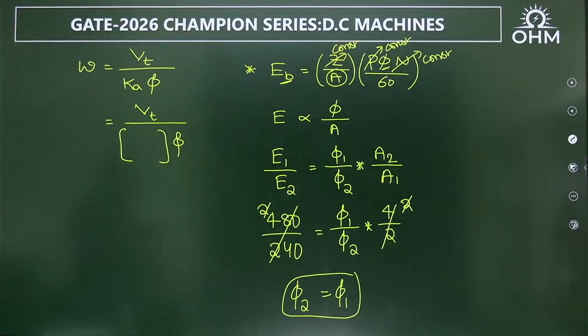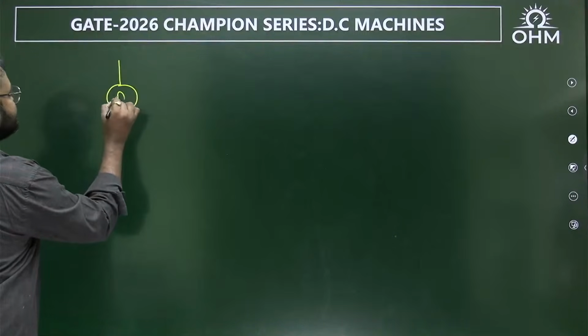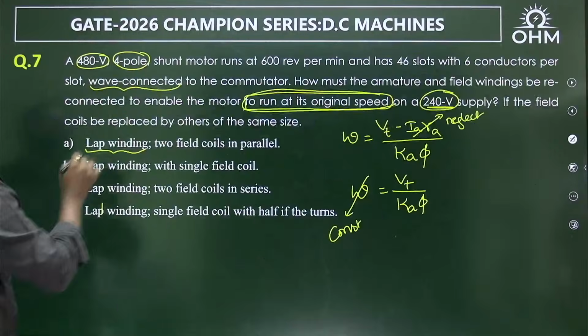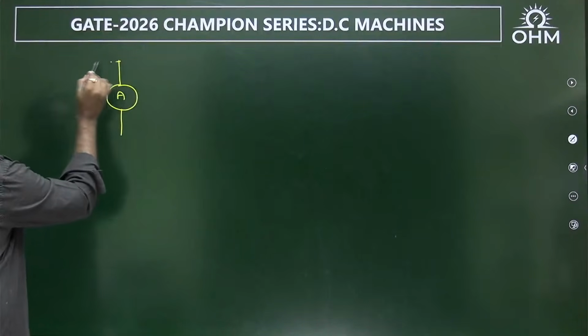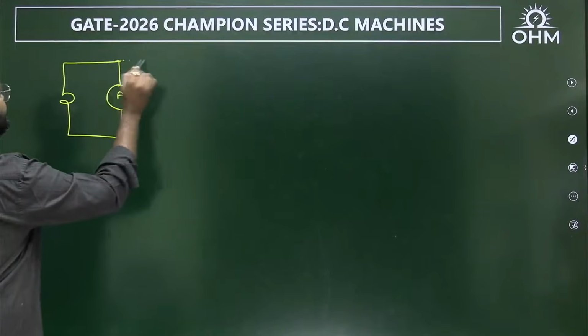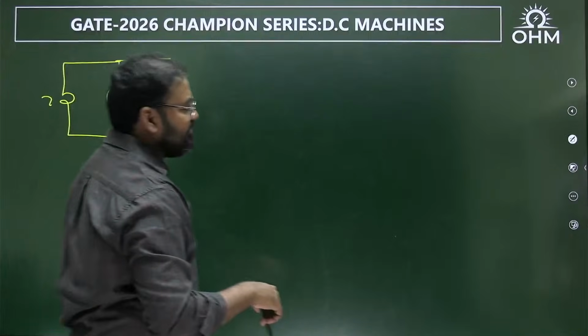Okay, so now let me take case number 1. Is it a shunt machine or a series machine? It's a shunt motor, right? So this is the first case, guys. Assume this field winding has number of turns equal to n.